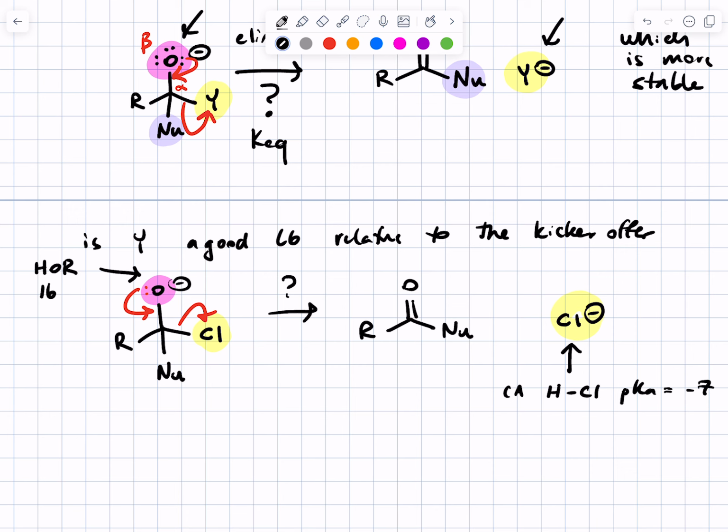Leaving group, right? So you would predict that the equilibrium constant should be much greater than 1, that this is totally reasonable. You would predict that the leaving group is more stable than the tetrahedral intermediate. So yeah, you would predict that this is a totally reasonable reaction step, and you'd predict this to go in the forward direction. Does that make sense? Let's do another one.